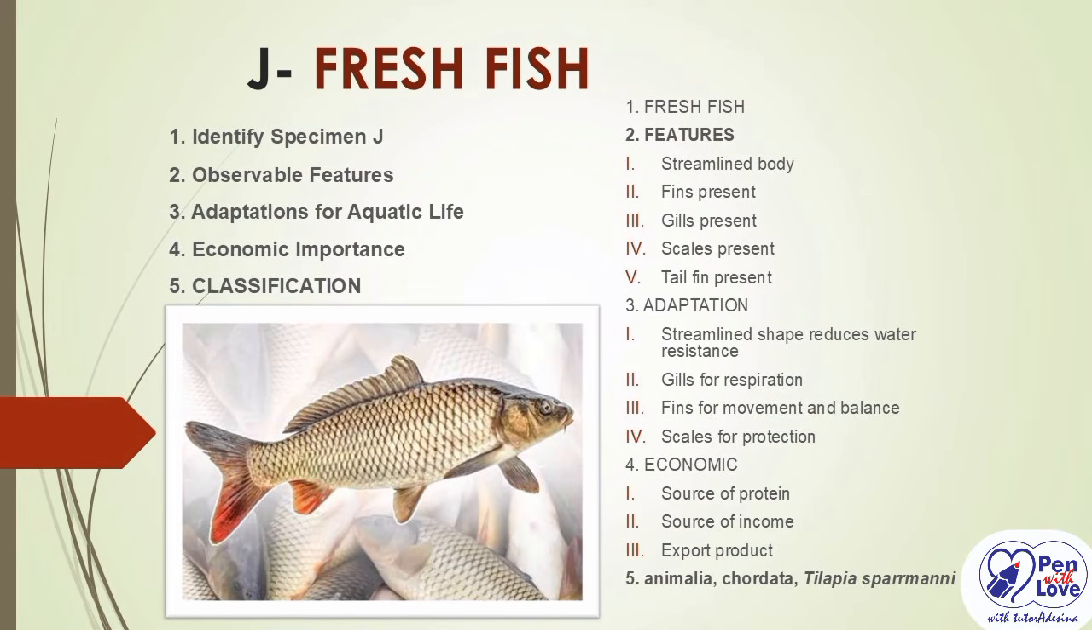The generic name is Tilapia. If you are given Tilapia, you can write the scientific name for it as Tilapia spermani. That is, the generic name will be Tilapia, while the species name is going to be spermani. And like I've explained here, how to write a scientific name when we were talking about the groundnut the other time.